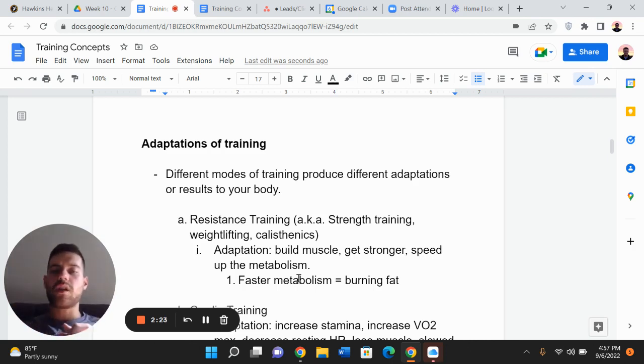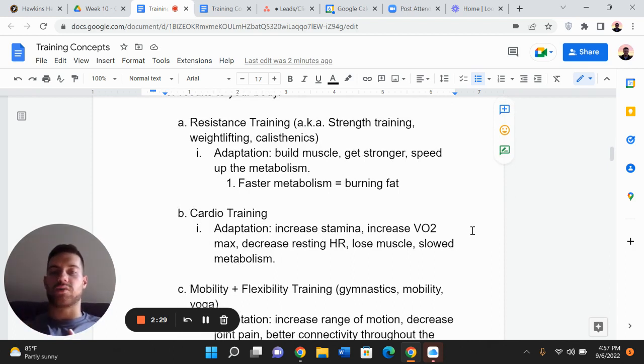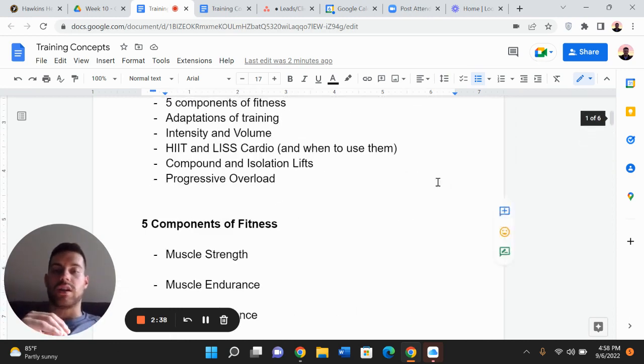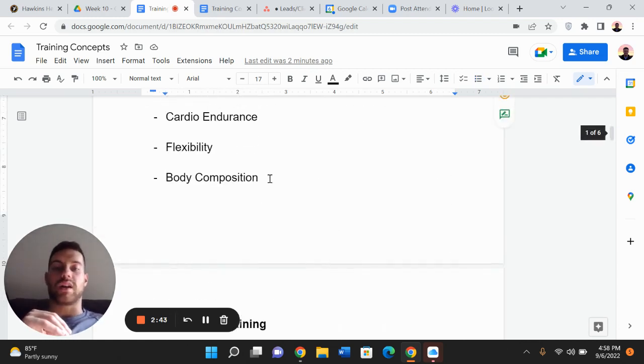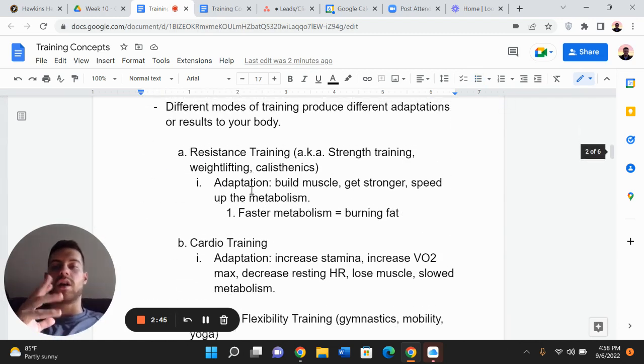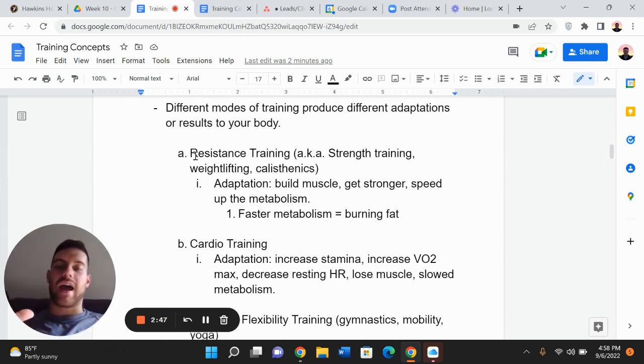So there's different modes of training, and they all produce different adaptations or results in your body. Okay, so the first one is resistance training, aka strength training, weightlifting, calisthenics, things like that, right? Anytime you are focusing on these 2 components of fitness, muscle strength and muscle endurance, which will actually have a result on the body composition. Anyways, the adaptation that happens as a result of resistance training, strength training, weightlifting, is that you build muscle. That's what happens inside of your body.